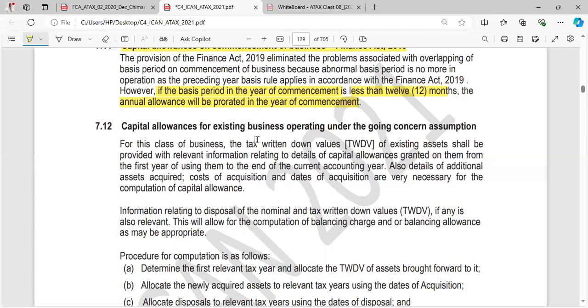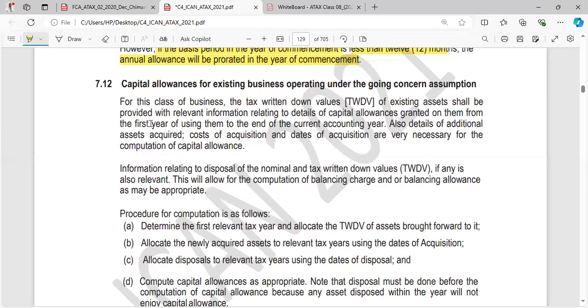Capital allowances for existing business operating under going concern assumption. For this class of business, the tax written down value of the existing assets shall be provided with relevant information relating to details of capital allowances granted on them from the first year of using them to the end of the current accounting year. Also, details of additional assets acquired, cost of acquisition, and dates of acquisition are very necessary for the computation of capital allowance.